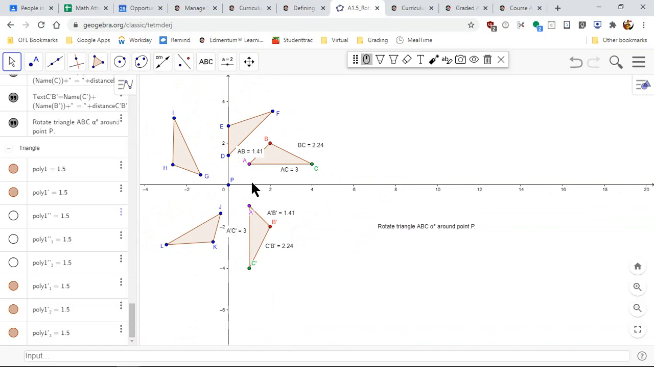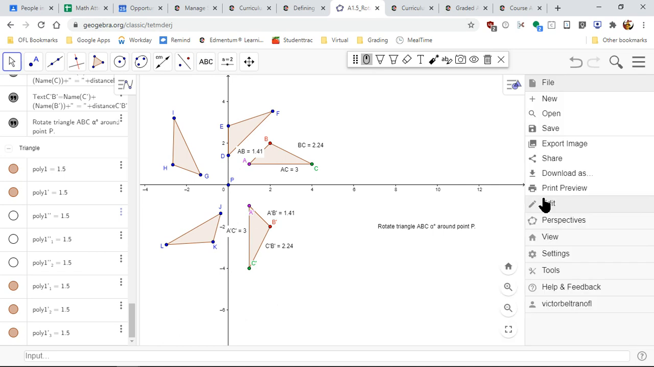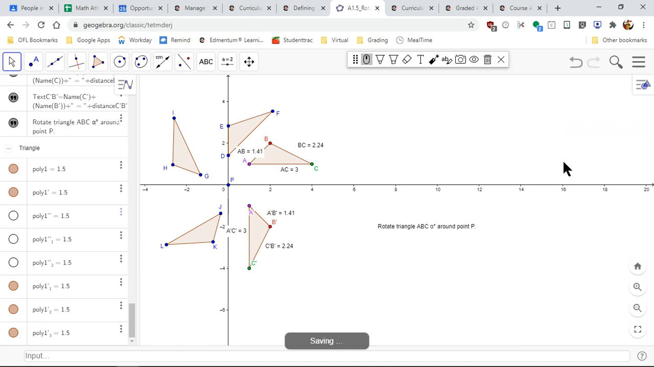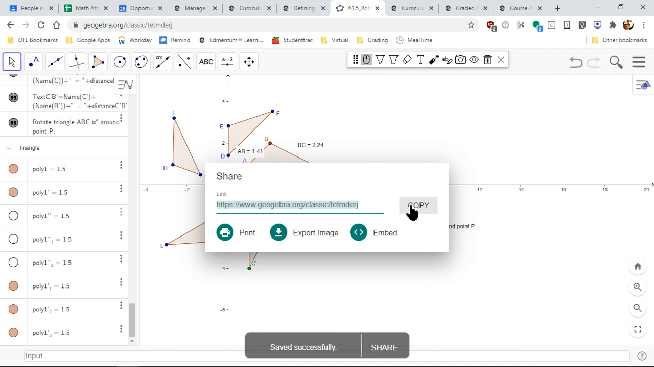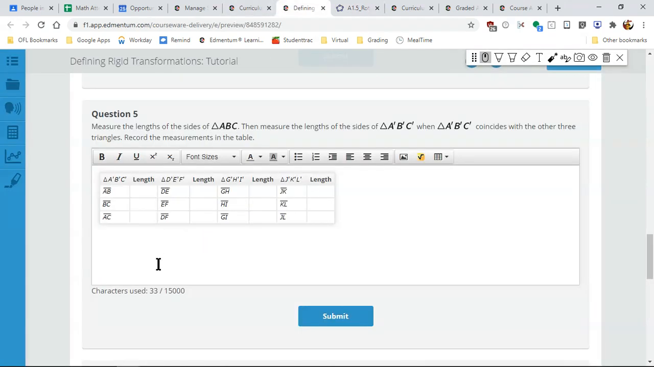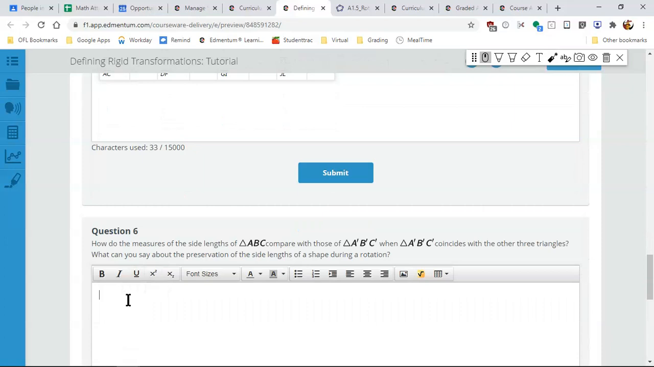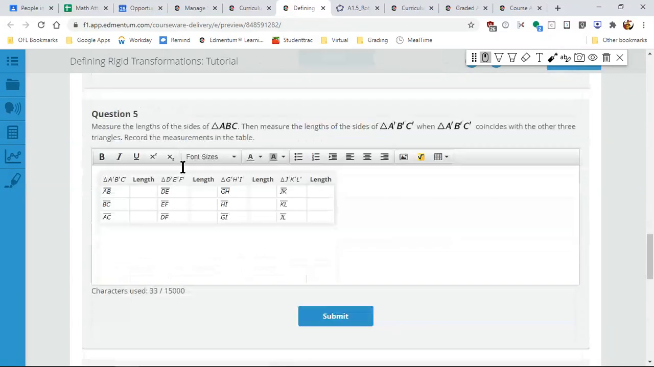But the main idea, guys, is we know that all of these sides are the same. So you can do it this way. Just copy your link so you can click share. So we're going to share it. It's going to create a brand new link, this time with the distances on there. And you can paste it so whichever teacher is looking at it can see that you've done it.